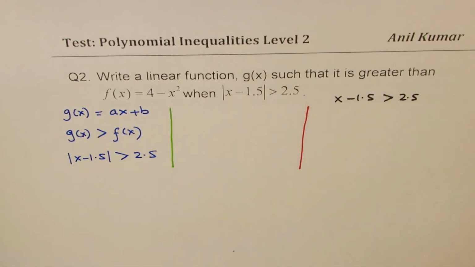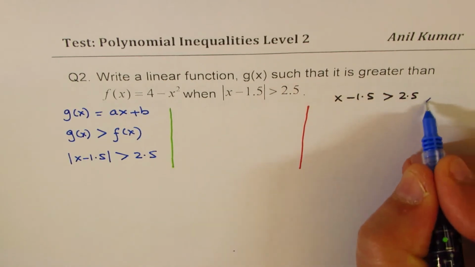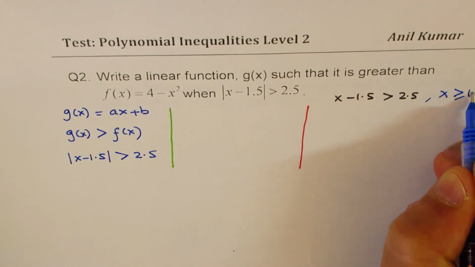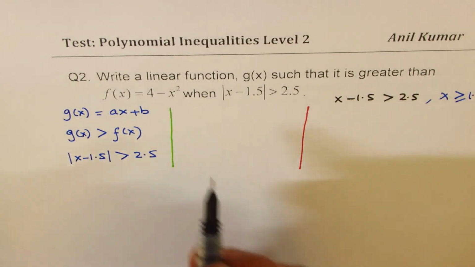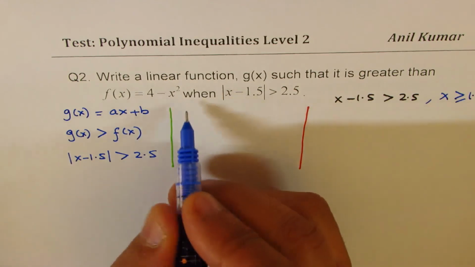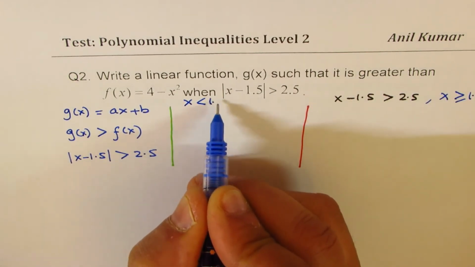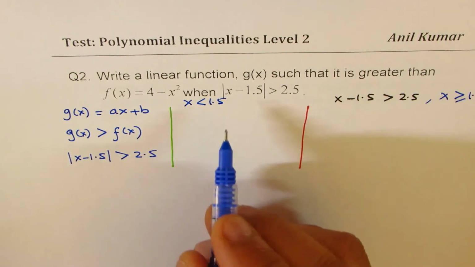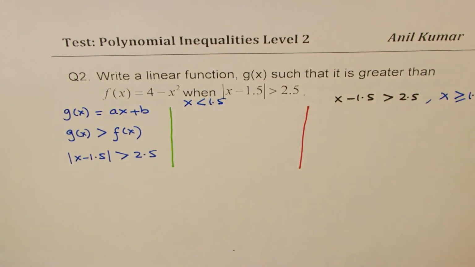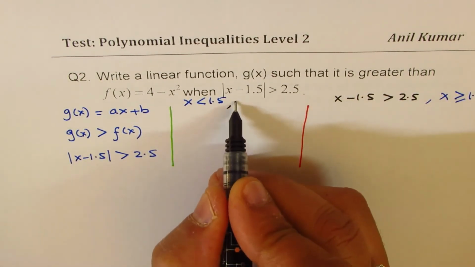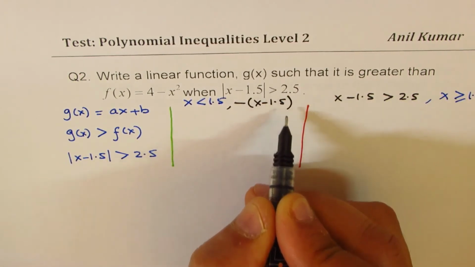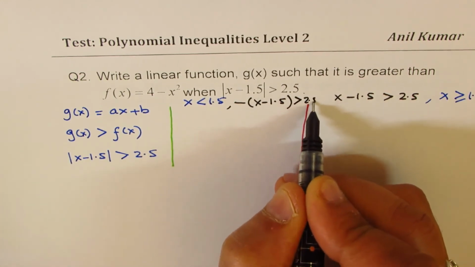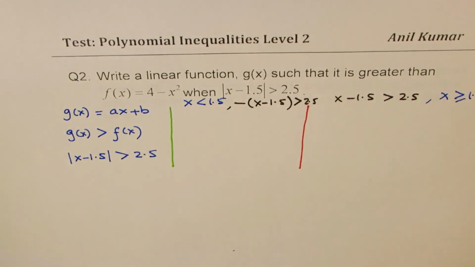if we are talking about x being greater than or equal to 1.5, when this portion is positive. Is it okay? However, this also means that when x is less than 1.5, it becomes negative. So we have to take the negative of this. So the absolute function can be written as minus of (x minus 1.5), right? So that is greater than 2.5. Do you see that? Minus of that. So these are the two inequalities you have to solve separately.